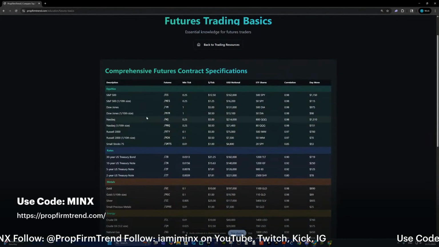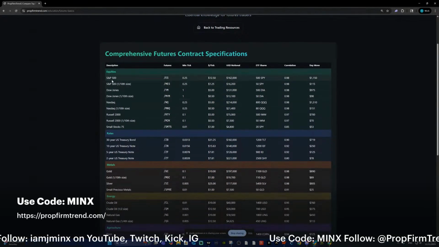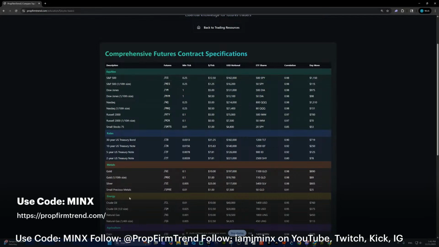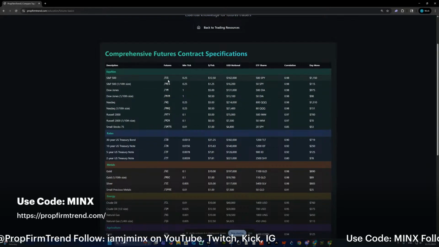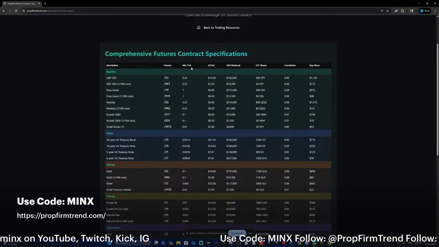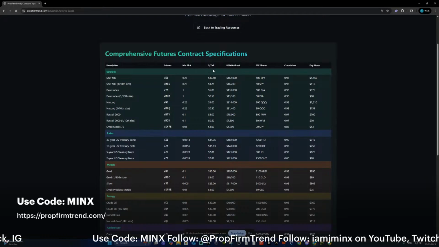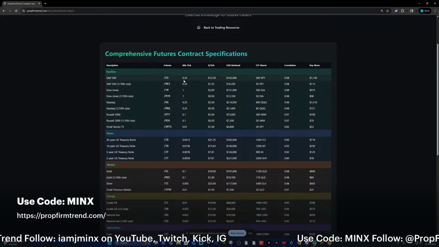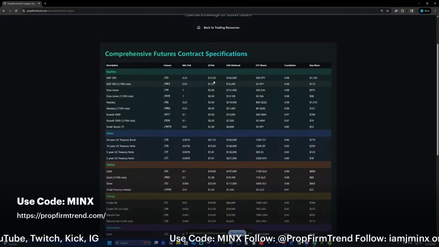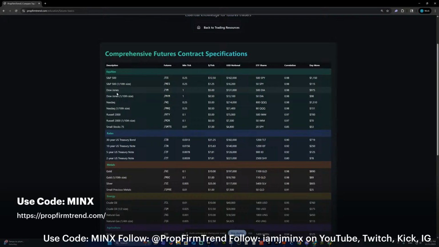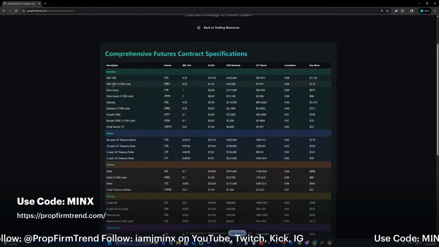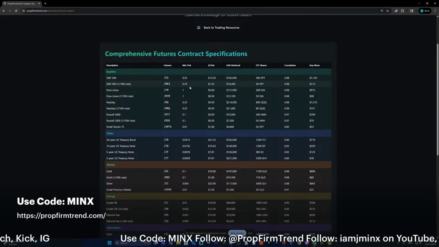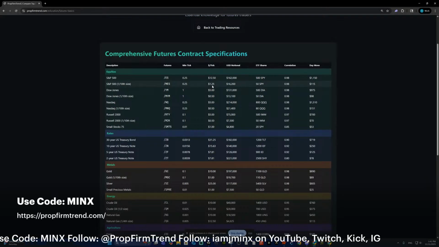Okay, so this right here is more like a little cheat sheet where you can see comprehensive futures contract specifications. You can see the description of each futures contract or instrument, the minimum tick, the tick amount, the dollar amount. So like I said, S&P 500, ES moves in 0.25, which is $12.50 per point. If you're looking at micros, which is 1/10 size of it, the MES, same thing, it moves at 0.25. However, it's only $1.25 per tick.